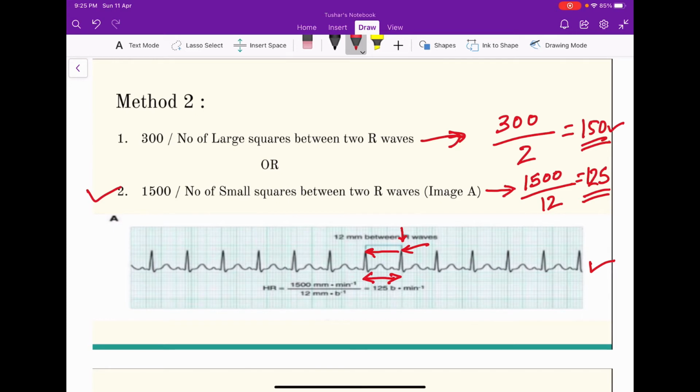So a point to note here is that 300 and 1500 are constants which have been taken by calculating the speed of the ECG machine, which in the starting I had mentioned is 25 millimeters per second. So this is the second method.